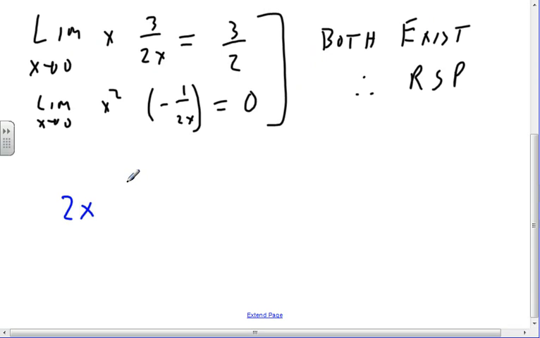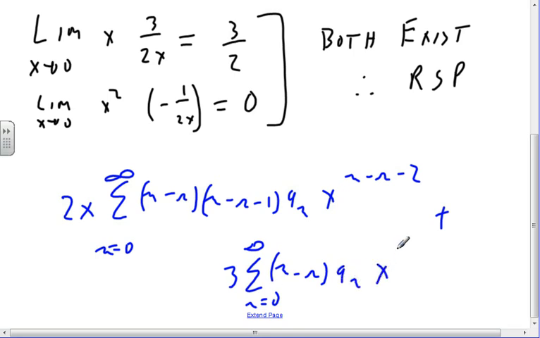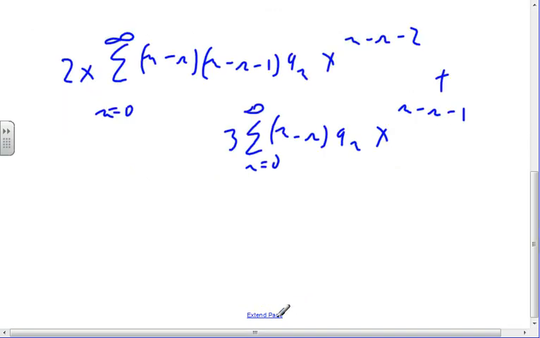So I got 2x summation n equals 0 to infinity n minus r, n minus r minus 1, a n x to the n minus r minus 2, plus 3 summation n equals 0 to infinity n minus r a n x to the n minus r minus 1, minus summation n equals 0 to infinity a n x to the n minus r is 0.